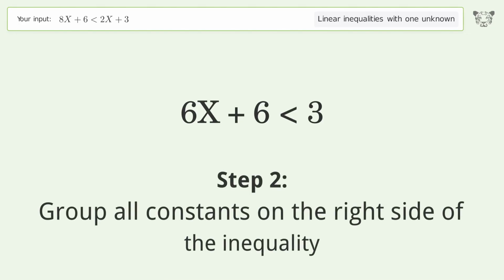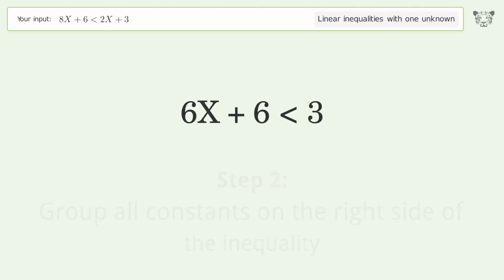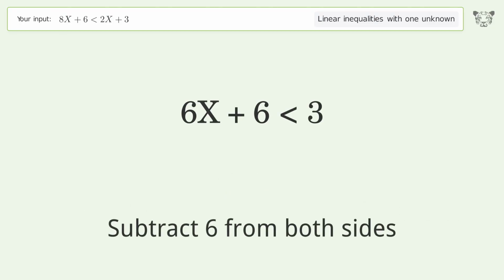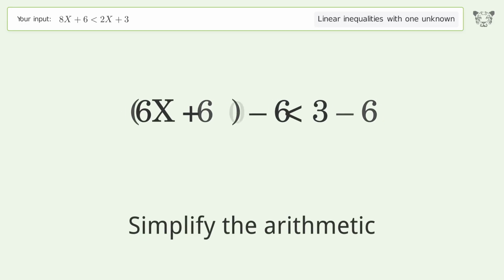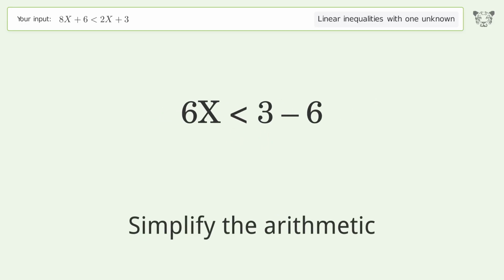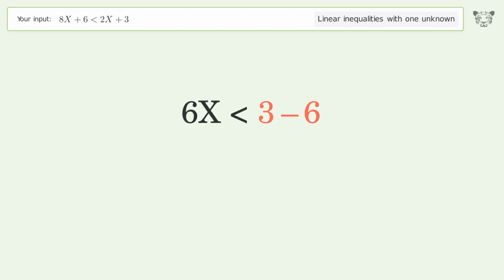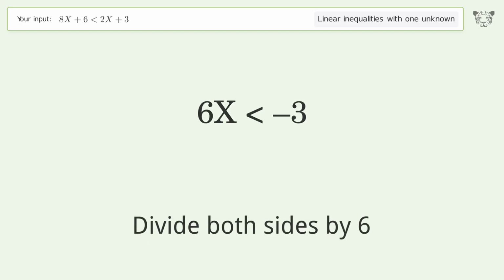Group all constants on the right side of the inequality. Subtract 6 from both sides. Simplify the arithmetic. Isolate the x. Divide both sides by 6.